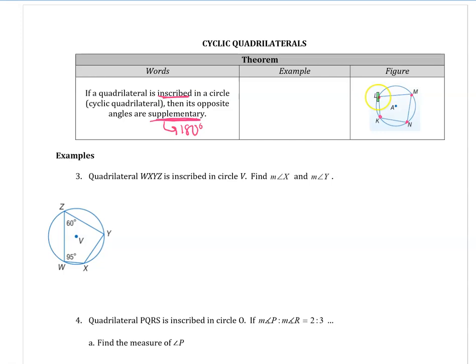So if I were to color code this, I know L plus N would have to be 180, and K plus M would have to be 180. So I'm just going to write this over here. Angle L plus angle N equals 180 degrees. Angle K plus angle M equals 180. Okay, so coming on down.